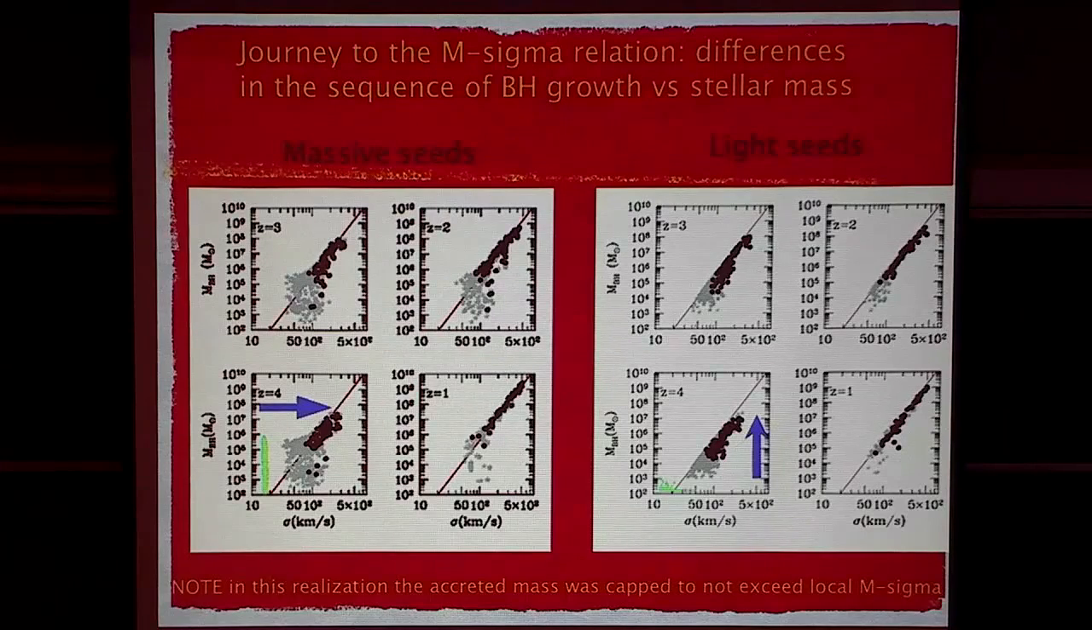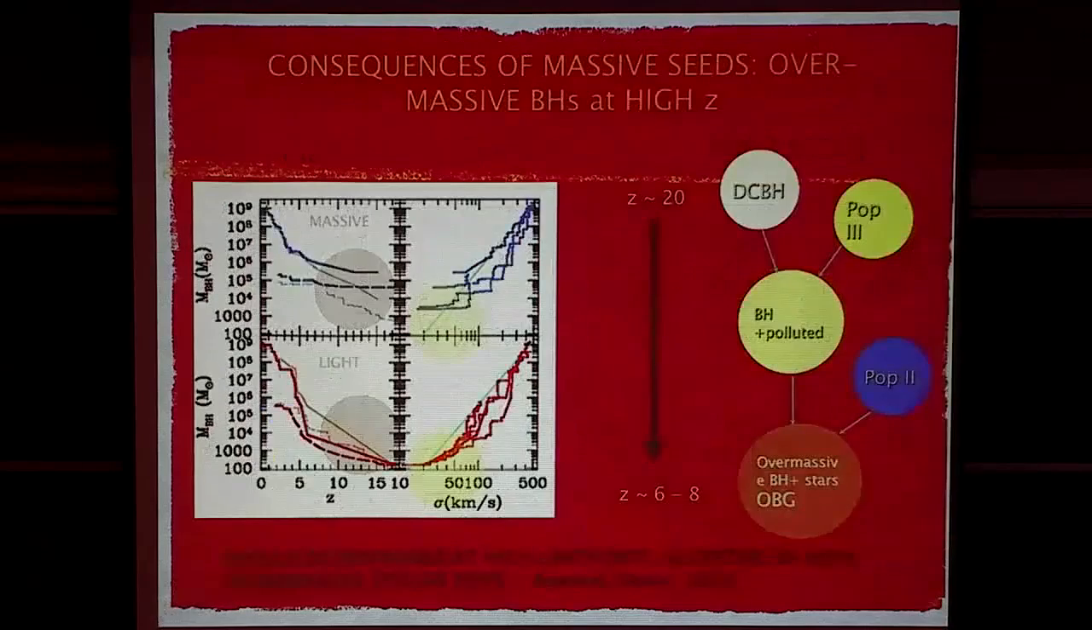And of course, the other differences are, if you look at the journey to the M-sigma, how do you actually set up this correlation? The journey is very different. For massive seeds, you are actually overmassive compared to the local M-sigma, and so you actually move by assembling the stellar components, typically. So much of the growth occurs by moving towards assembling the stellar component, whereas in the light seed models, you are undermassive compared to the local M-sigma, so you actually have to have periods of very rapid black hole growth to put you on the local M-sigma.